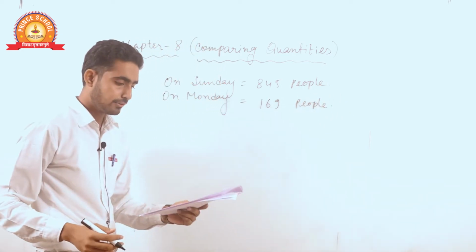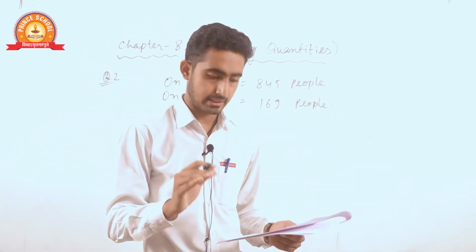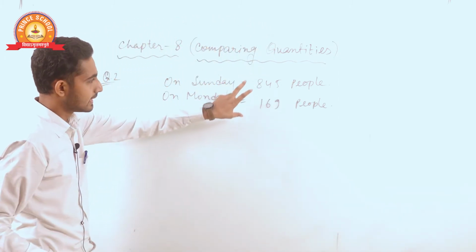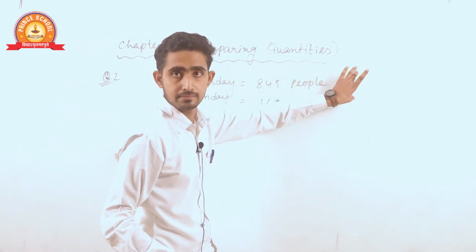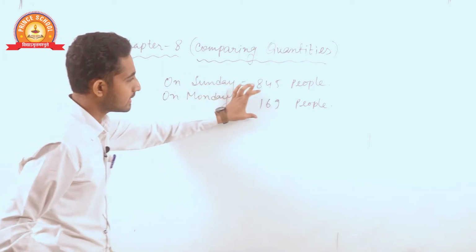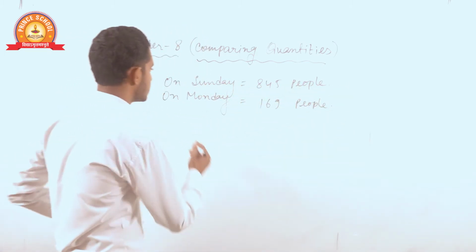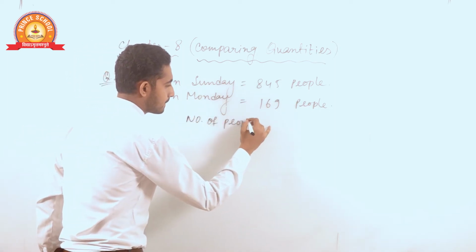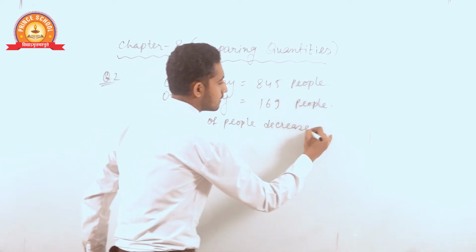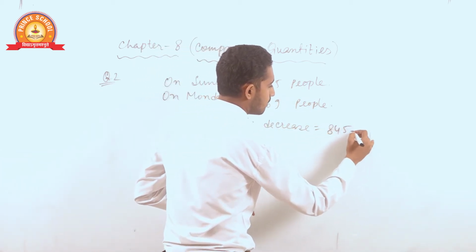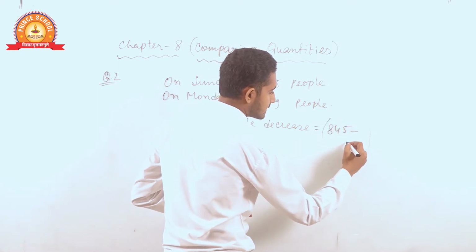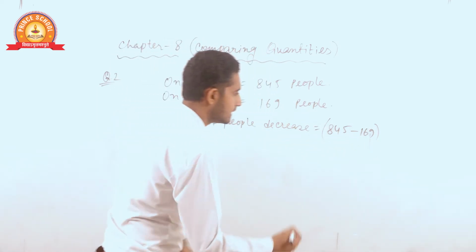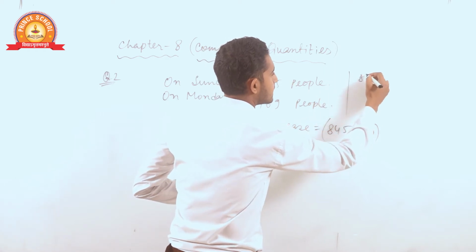went to the zoo. Now your question says, what is the percentage of decrease in the people visiting the zoo on Monday? Obviously, on Sunday 845 people went to the zoo and on Monday 169 people went, then how many decrease? So we can write here, number of people decrease is 845 minus 169. Okay, 845 minus 169, that is your subtraction here, 845.